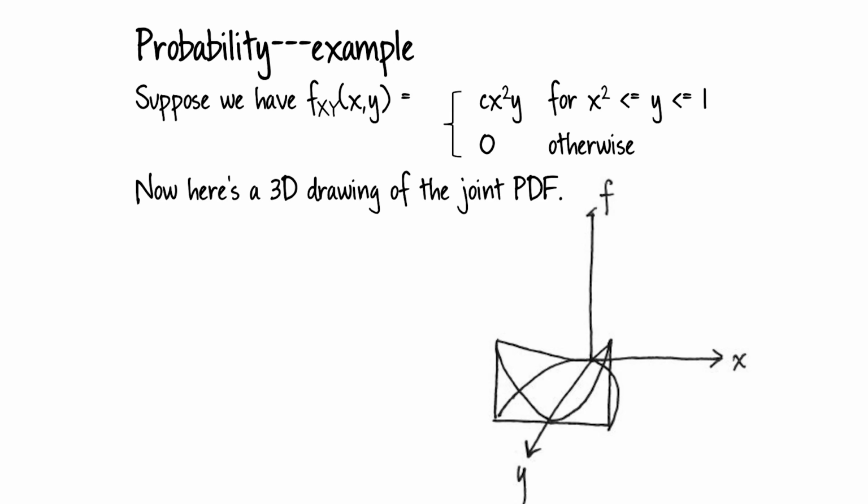So how did I get this picture? Where did this come from? Right, so it came from the function c times x squared times y. So all I've done here is just taken c, some constant, times x squared times y, and drawn it over this support. Okay?